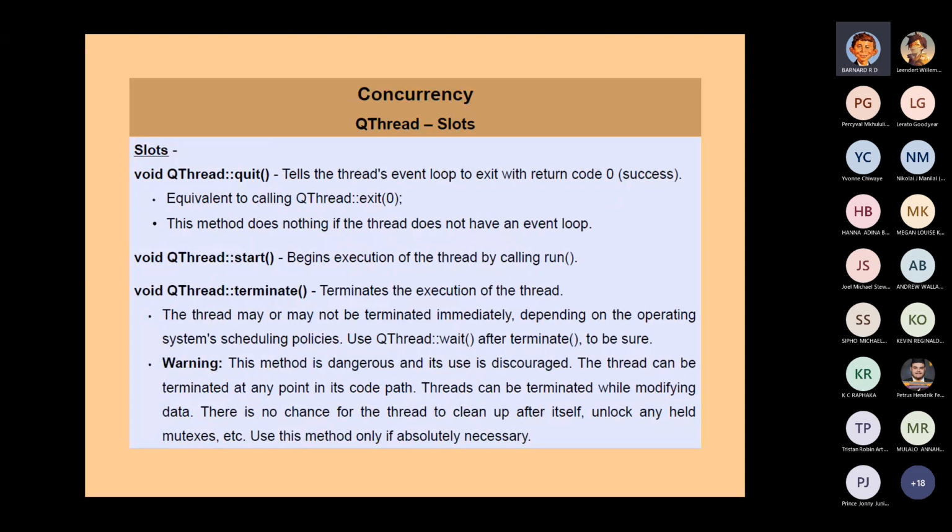Okay, and there are some slots available which you will use. QThread has a quit slot. It tells the thread's event loop to exit with return code 0. In other words, successful. That's equivalent to calling QThread exit with a 0 code. It doesn't do anything if the thread does not have an event loop, which wouldn't normally be the case.